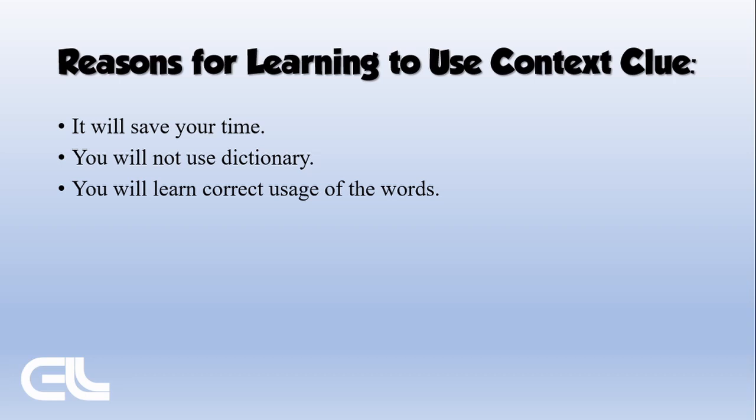You will not be looking into the dictionary every time you are reading, because it will distract you. When you are using a dictionary, it will lengthen your time, and it will not be helpful for you to study, because if you have to read a lot and you have very little time, then it will be creating trouble for you. So using context clues will save your time, and it will help you in avoiding the dictionary, and you will learn correct usage of the words.